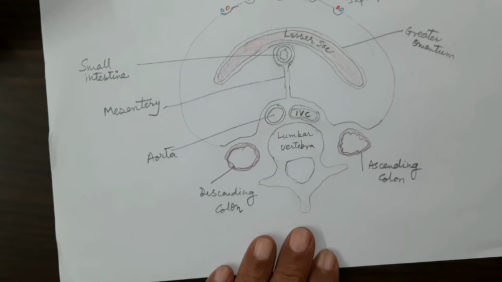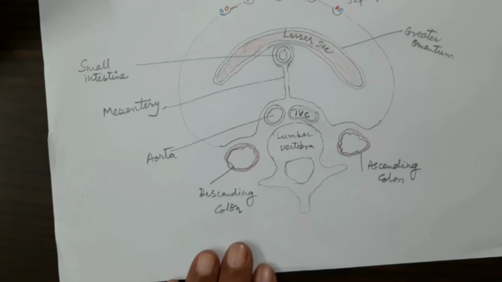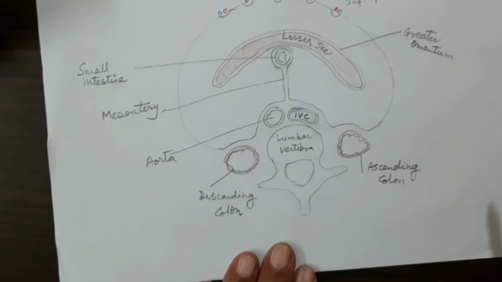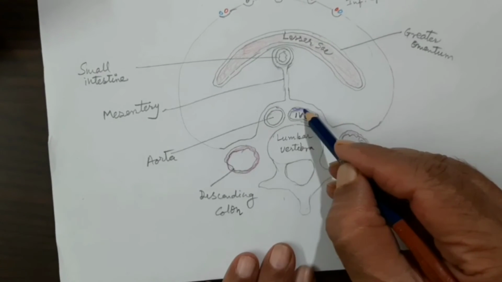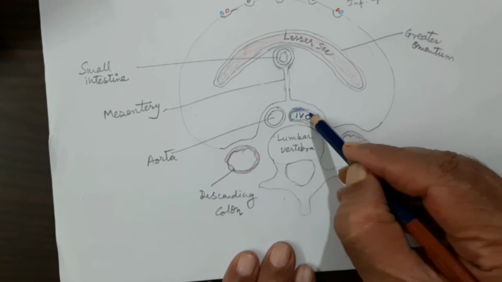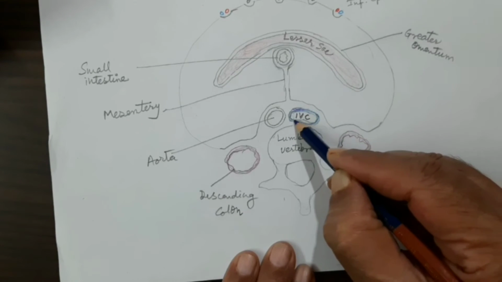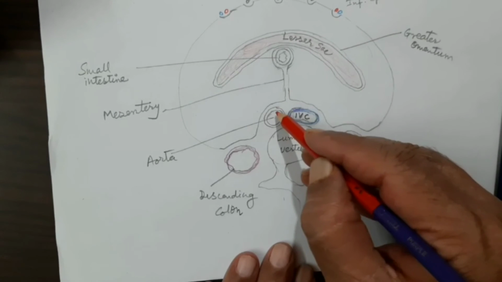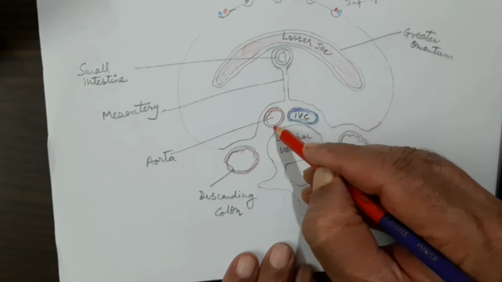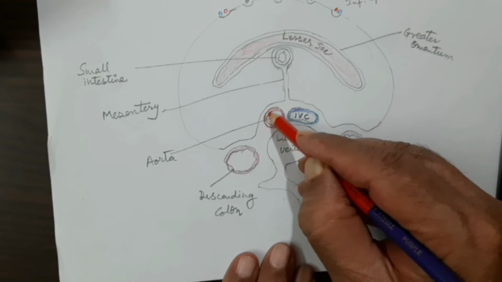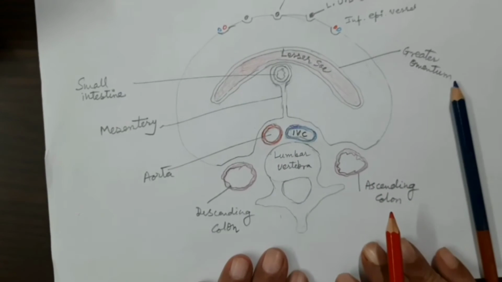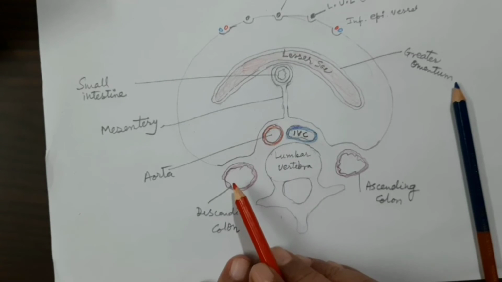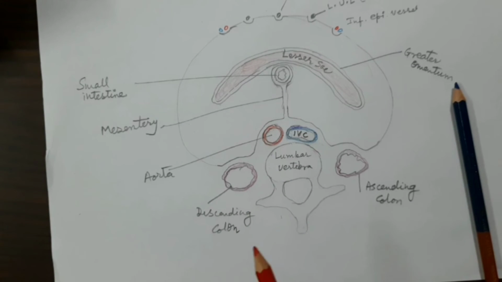What you see here is the inferior vena cava. Let me take the blue color. So this is the inferior vena cava in the same position as it was in the supracolic compartment. And this is the aorta in the same place as we have seen on the left side, in front of the lumbar vertebral body. So this is the same inferior vena cava and aorta.